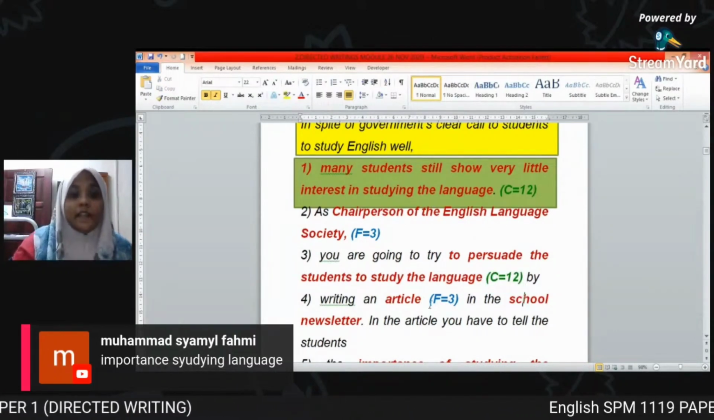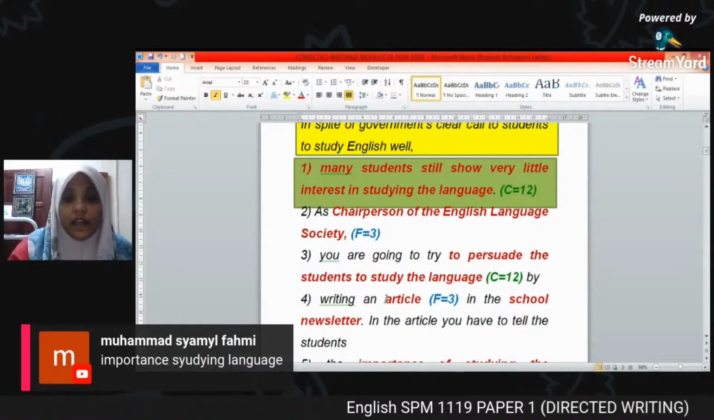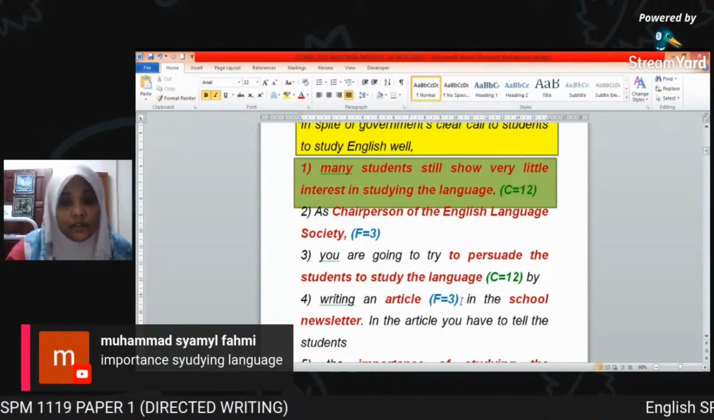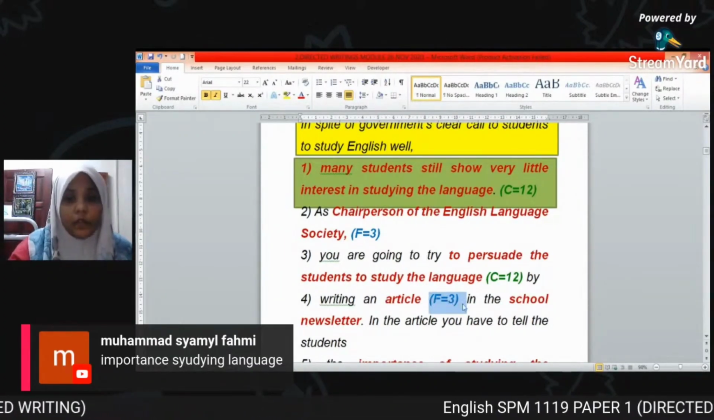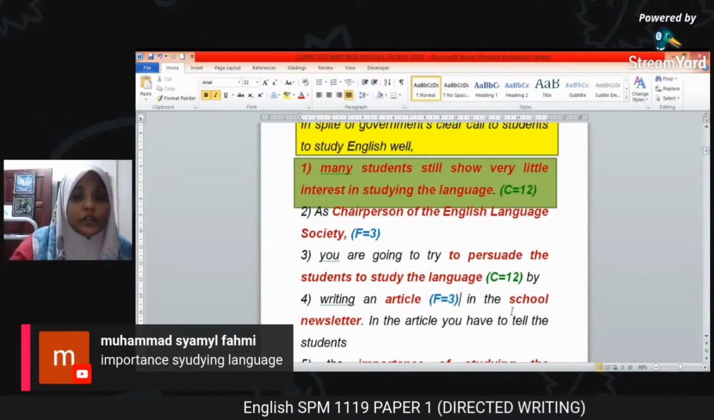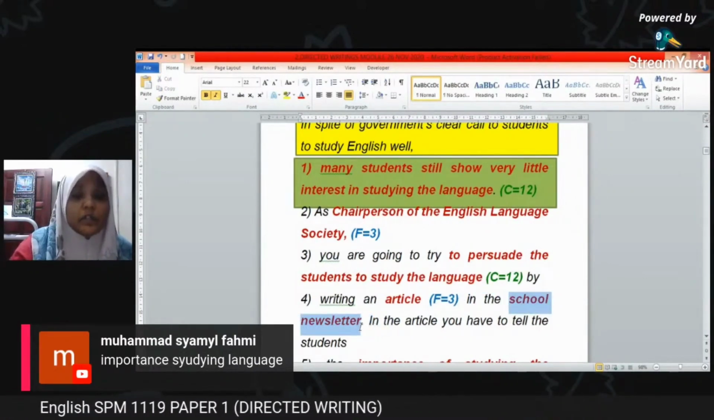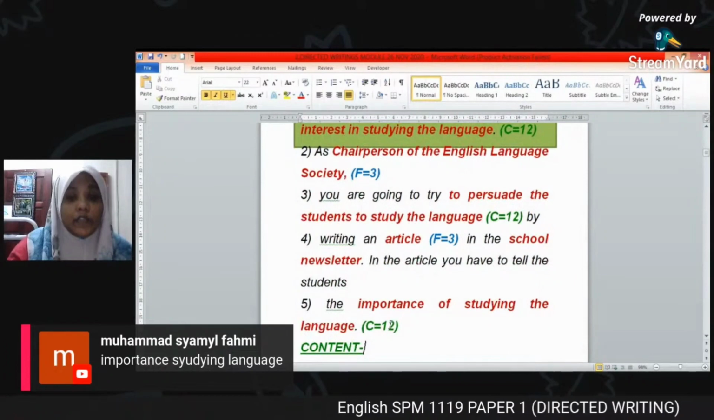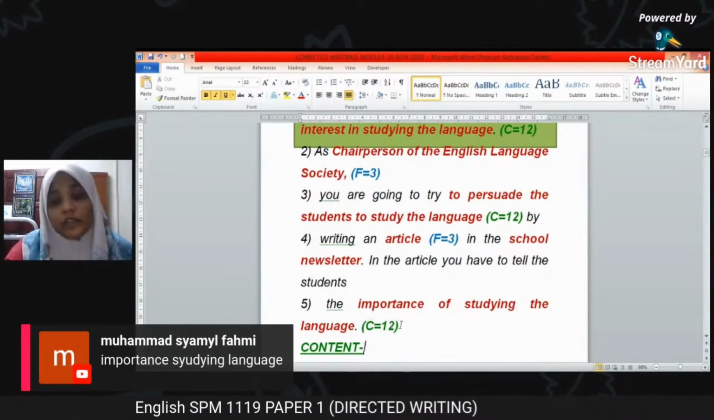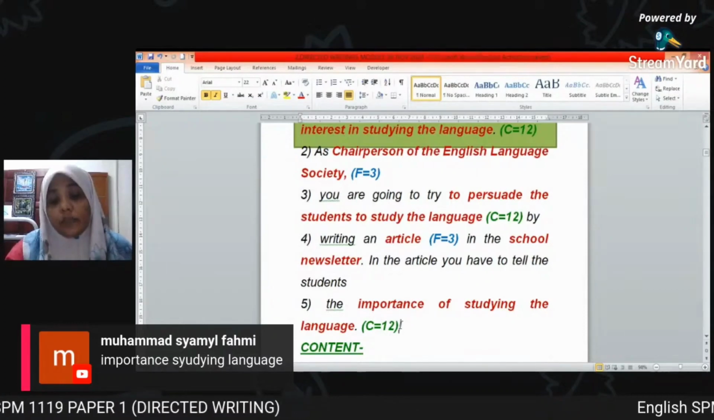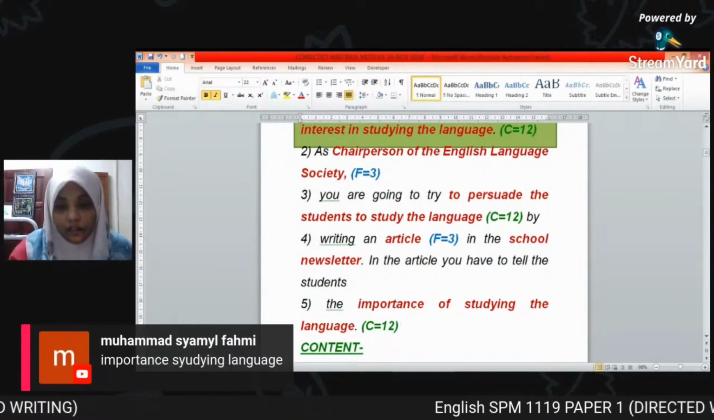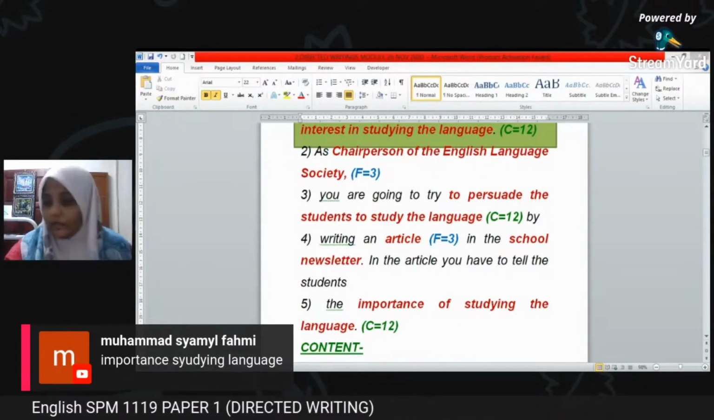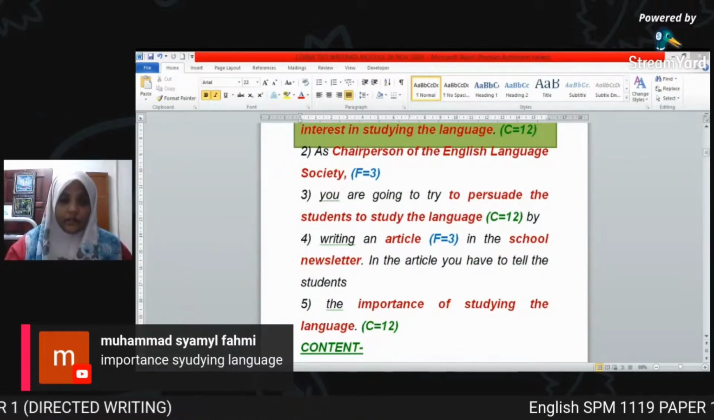Okay. Then the next part is writing an article. Writing an article is also testing a format, F3. Where is it being written? In the school newspaper. Sorry, school newsletter. And last but not least, in the article, you have to tell the importance of studying the language, which is equal to C12, content. All right, you're clear with that?